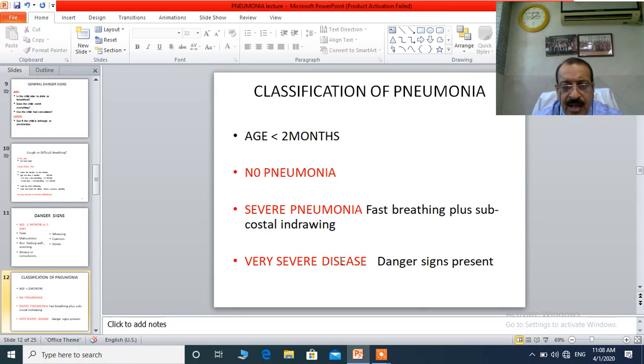be hospitalized. We label a child as having a very severe disease when the danger signs which have been already mentioned are present, like general danger signs. The child is not feeding well, the child is vomiting, the child is drowsy, or mother says that the child has had an episode of convulsions. And then certain danger signs related to the respiratory system like wheezing, stridor, and cyanosis.